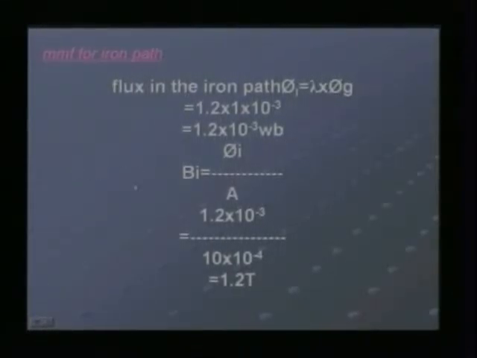Here the flux density in the iron part is given by the flux in the iron part divided by the area of cross section, that is phi I by A, which is equal to, substituting the values of phi I, that is 1.2 multiplied with 10 power minus 3, and area of cross section, that is 10 multiplied with 10 power minus 4, which gives iron flux density equal to 1.2 Tesla.